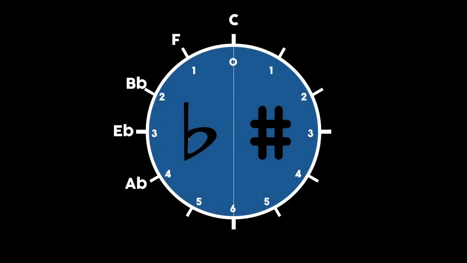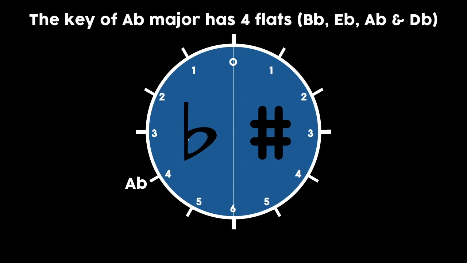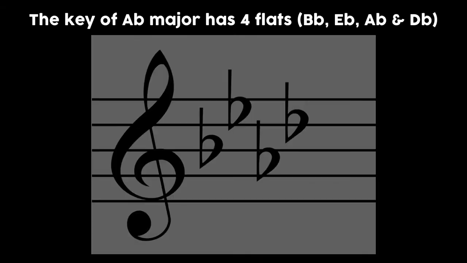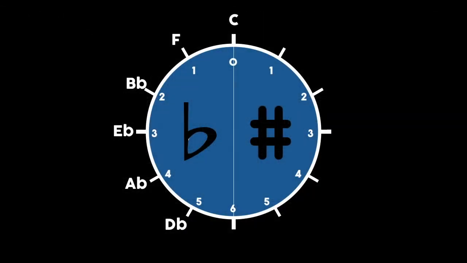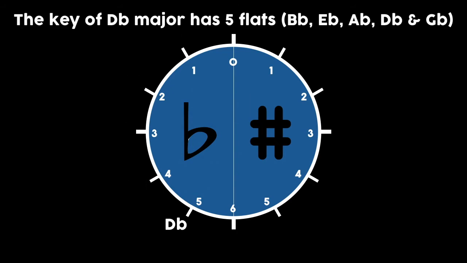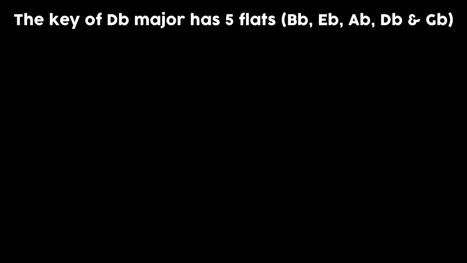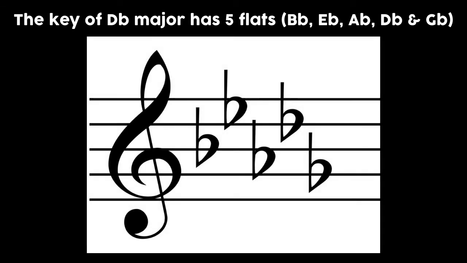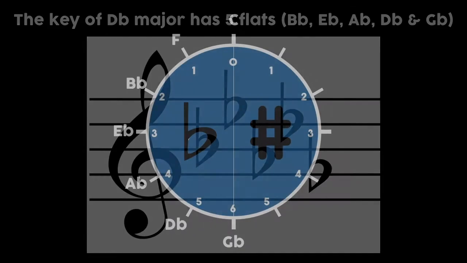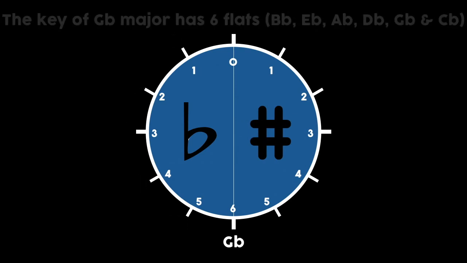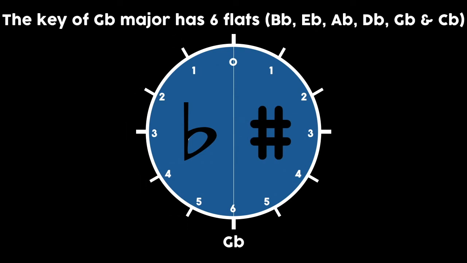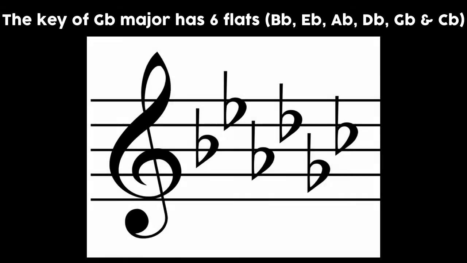A flat major has four flats, B flat, E flat, A flat, and D flat. D flat major has five flats. They are B flat, E flat, A flat, D flat, and G flat. G flat major has six flats, B flat, E flat, A flat, D flat, G flat, and C flat.